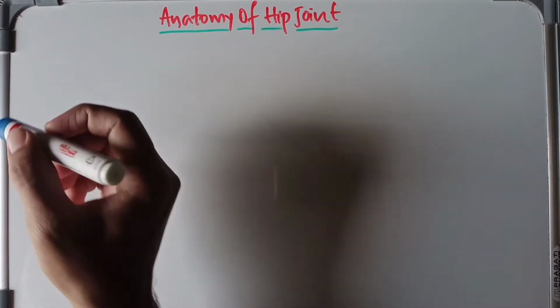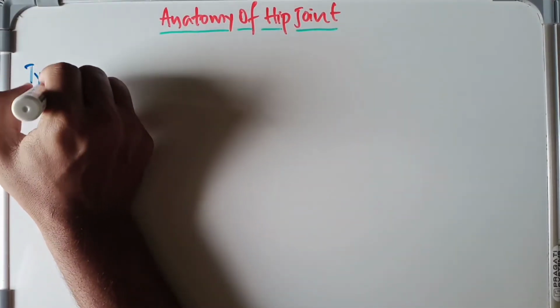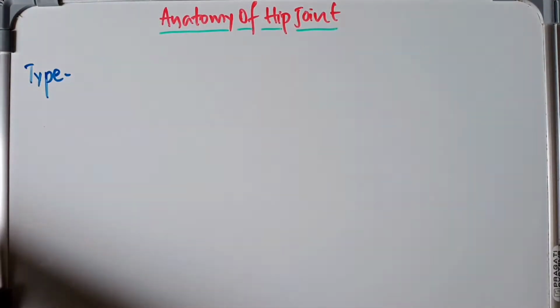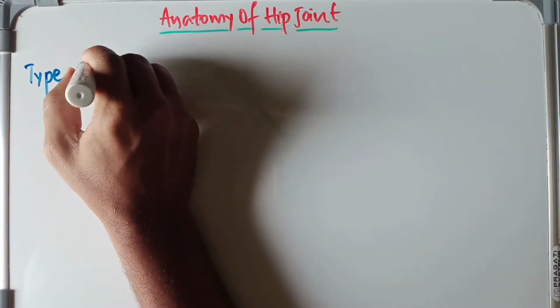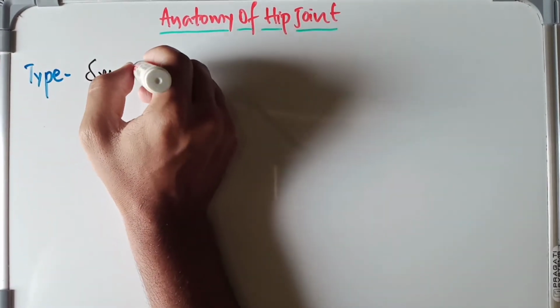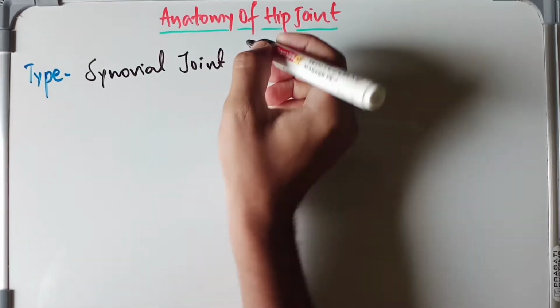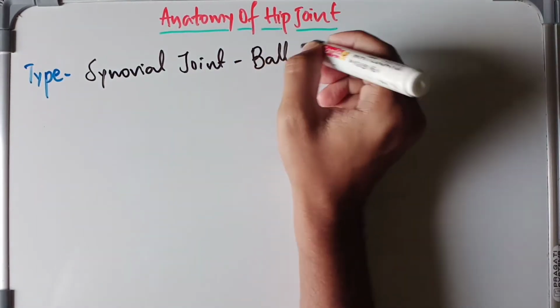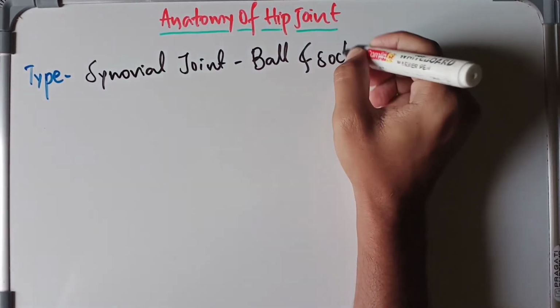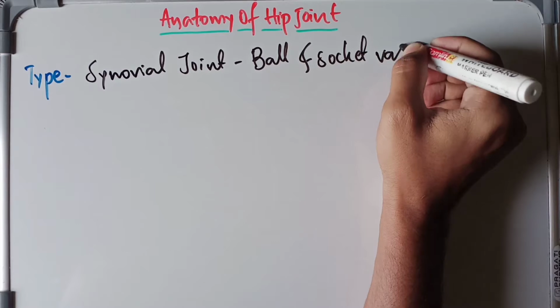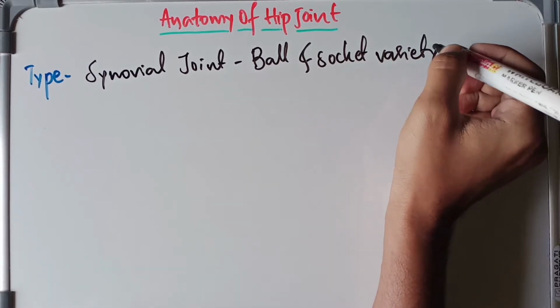Now we will move on to the type of the joint. When it comes to the type of the hip joint, it is a synovial joint of ball and socket variety. So this is the type of the hip joint.